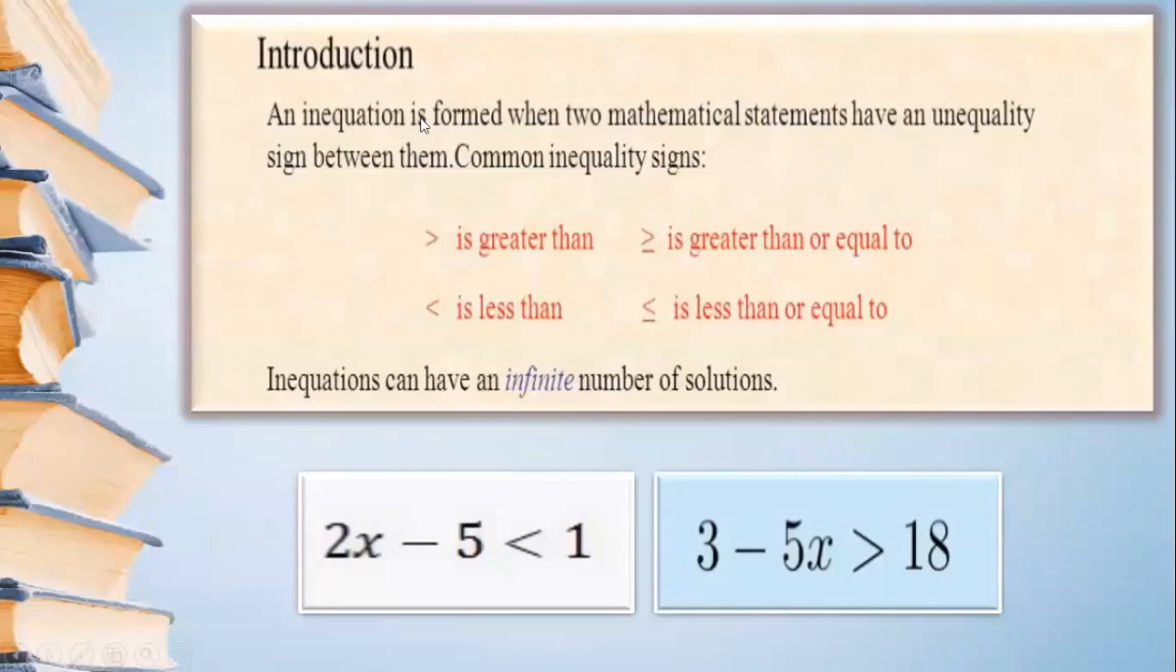An inequation is formed when two mathematical statements have an inequality sign between them. Common inequality signs are greater than or equal to, and less than or equal to. Inequations can have an infinite number of solutions. Examples of inequations are 2x minus 5 less than 1, or 3 minus 5x greater than 18.